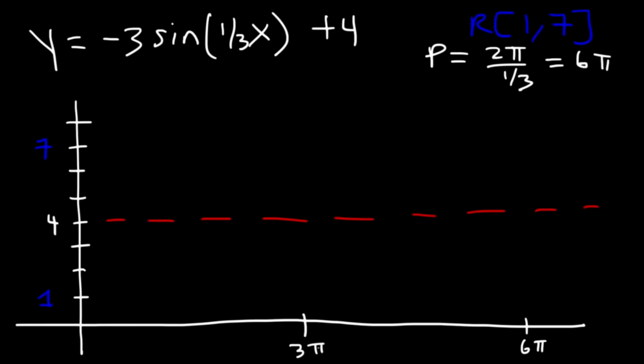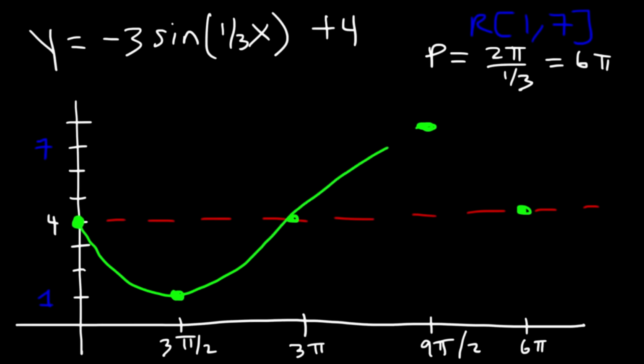Now we know that sine starts at the center. Positive sine will go up initially, but negative sine will go down. And then it's going to go back to the middle, and then to the top at 7, and then back to the middle. So that's how you can plot -3 sine 1/3 x plus 4.